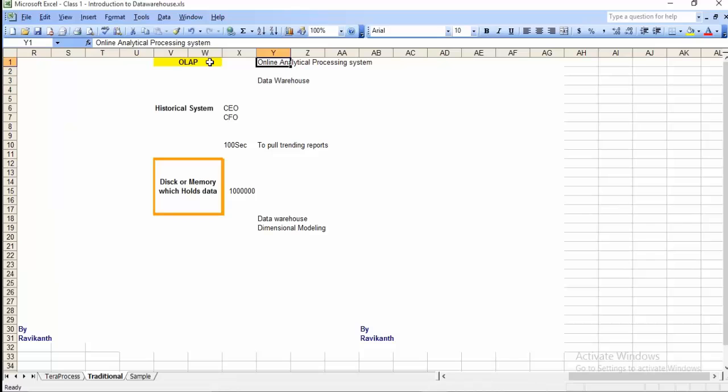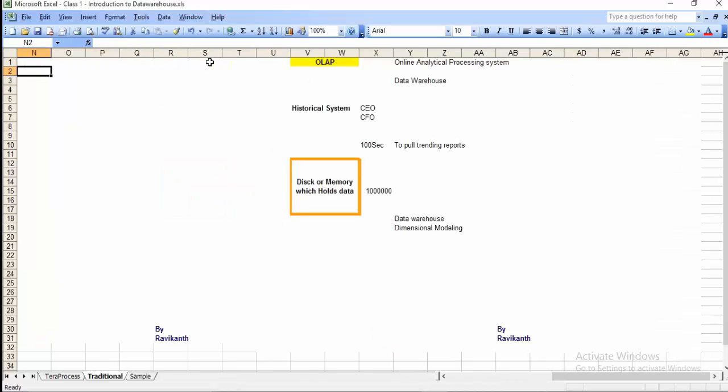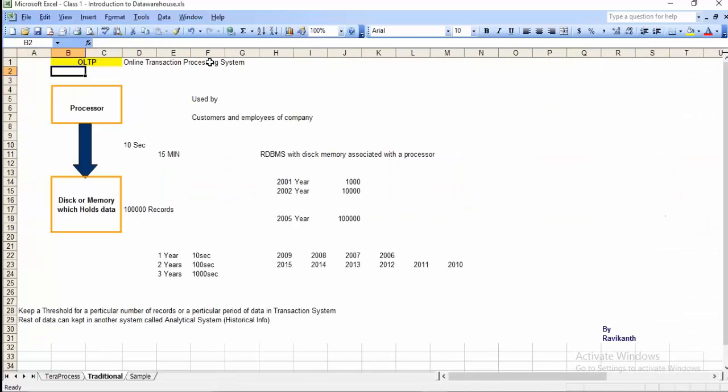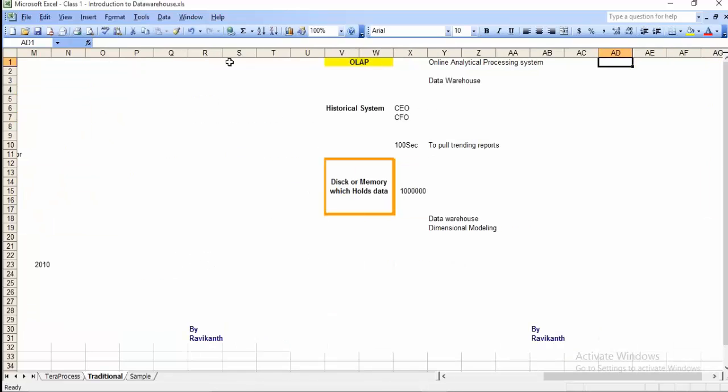Okay, so what I'm doing now is taking all the historical data out of the production system, also called the OLTP system, and storing it in my data warehouse system, the OLAP system, the online analytical processing system. So who will be using this online analytical processing system?